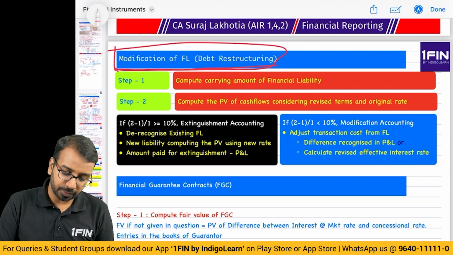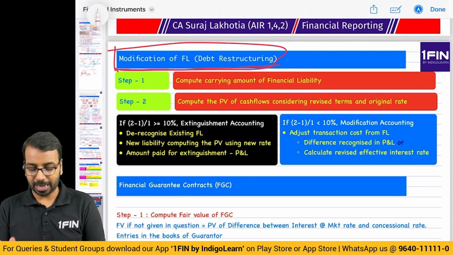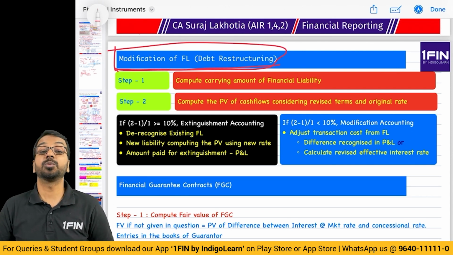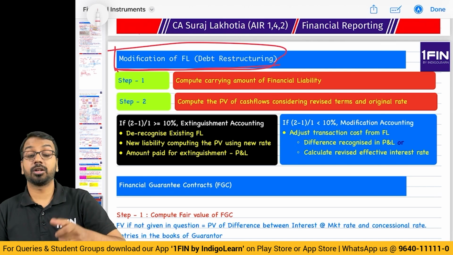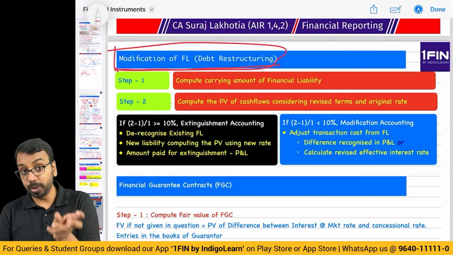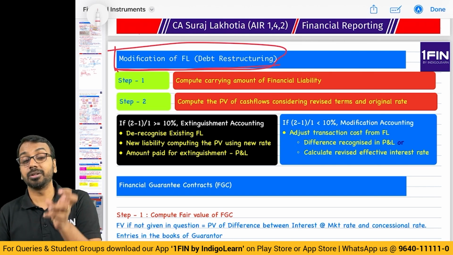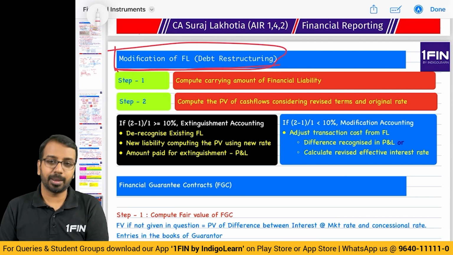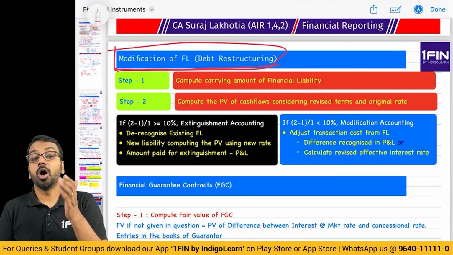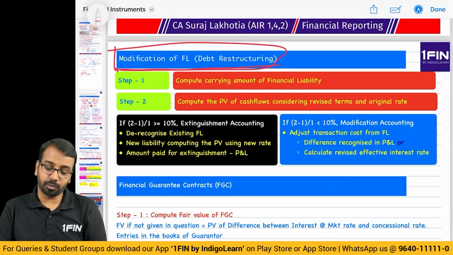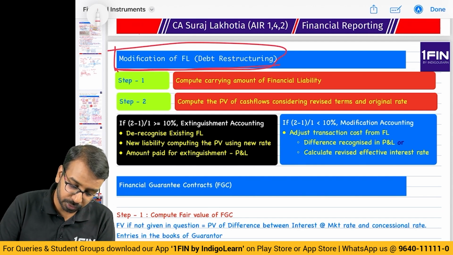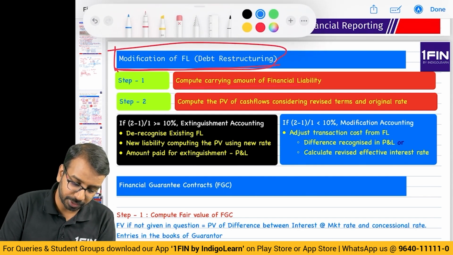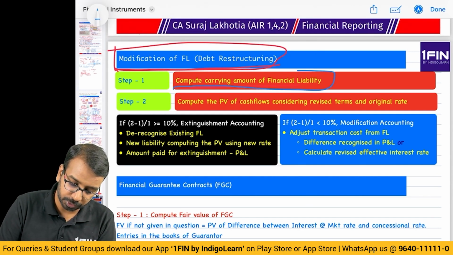Now, whenever there is a modification of a financial liability, the first thing we have to check is whether it is a significant or substantial modification or not. Do we need to de-recognize the existing liability and recognize a new liability, or do we need to carry out modification accounting? How do you do that? First, you will compute the carrying amount of the existing financial liability as per normal computation.